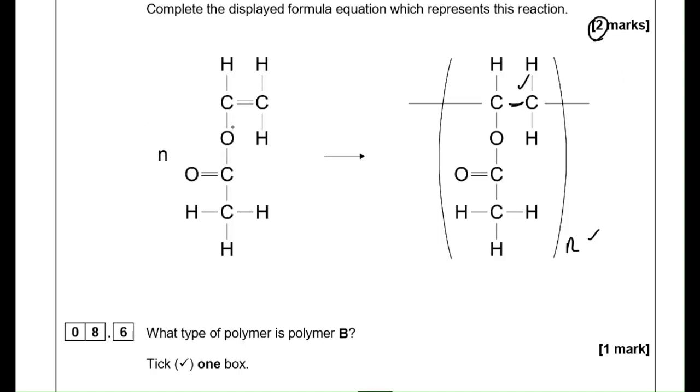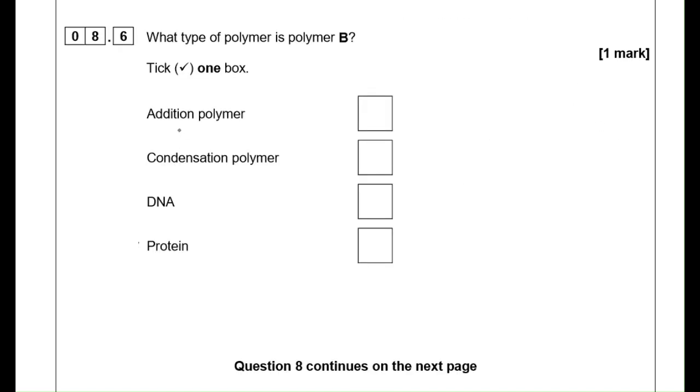Let's go back to the previous question. We can see that N means a very large number of these monomers, and they join together or add on to each other. So if we go back to the question, this has to be an addition polymer. So tick the box addition polymer for 1 mark.